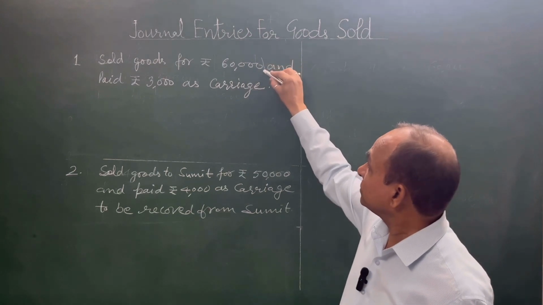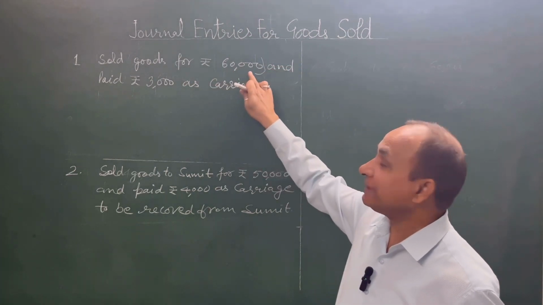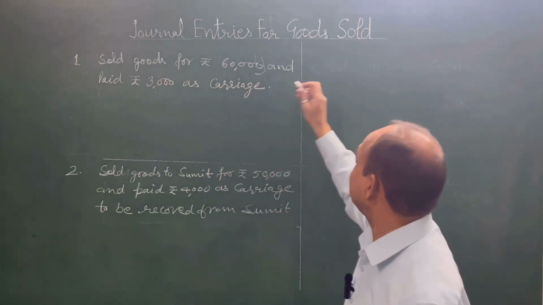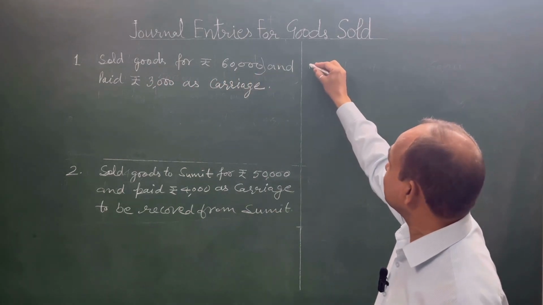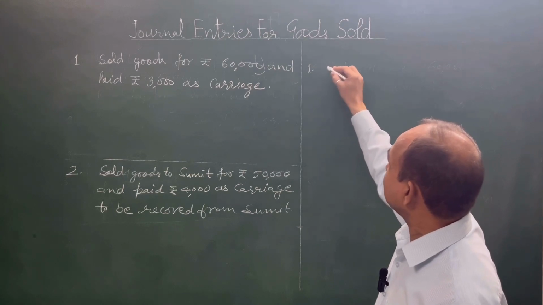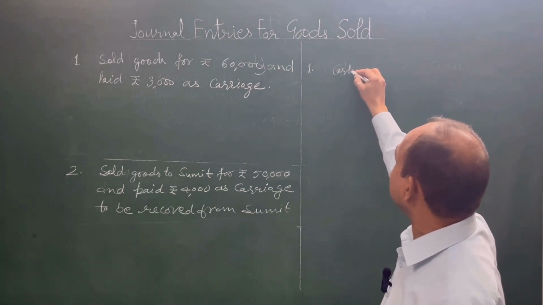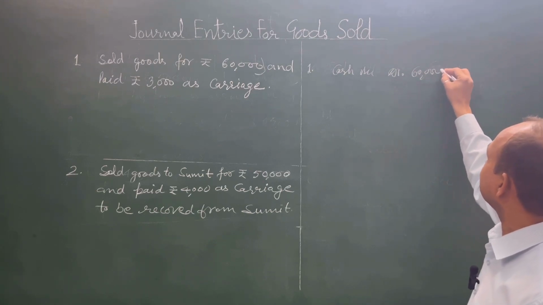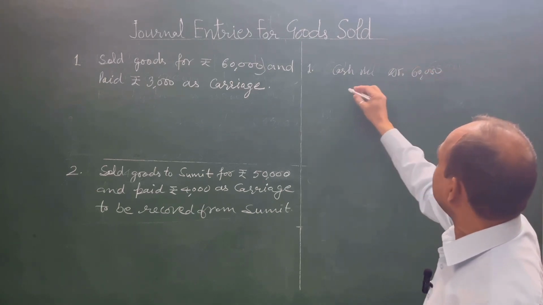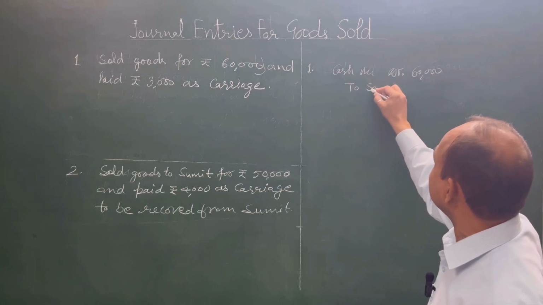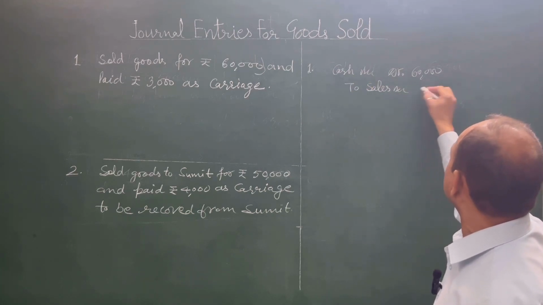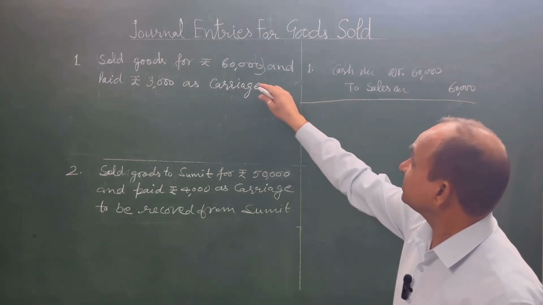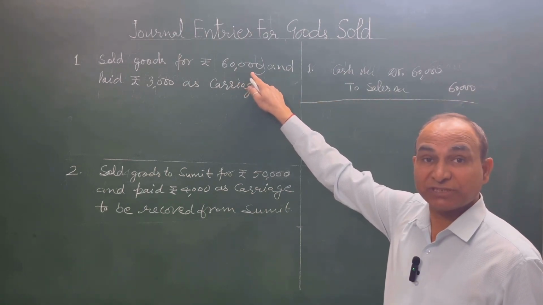First part, up to this point: sold goods for rupees 60,000. So the first journal entry will be for this. It means there will be two entries for this transaction. The first one: cash account debit, cash is coming in, cash account debit 60,000, that is a real account, debit what comes in, to sales account 60,000. This is the journal entry for the first part of this transaction up to this point.